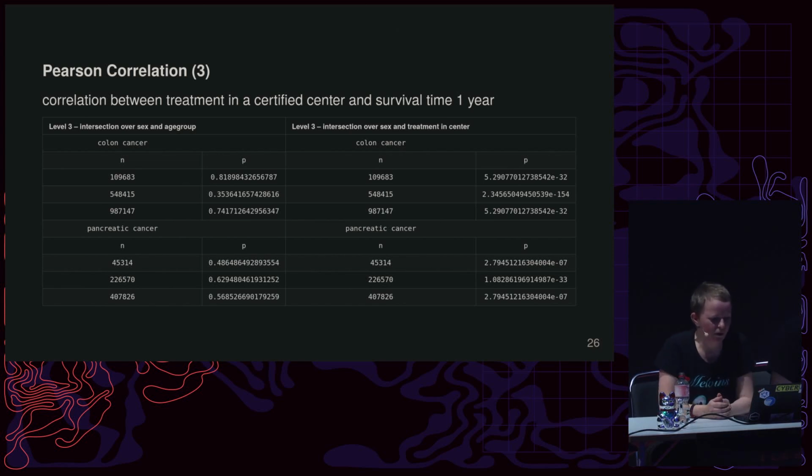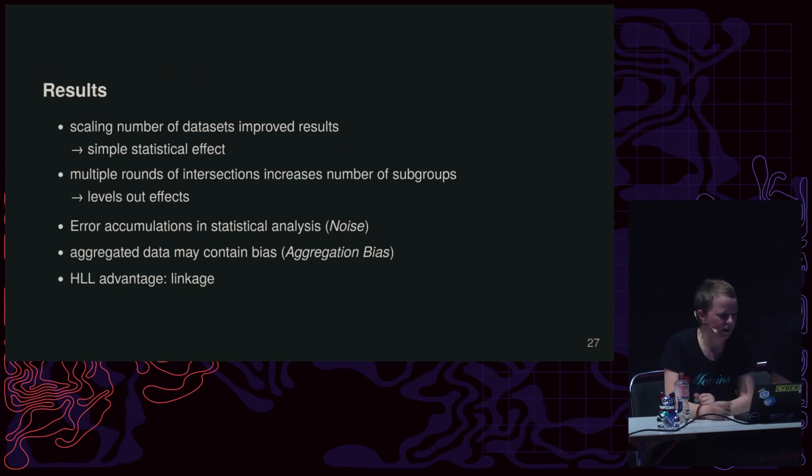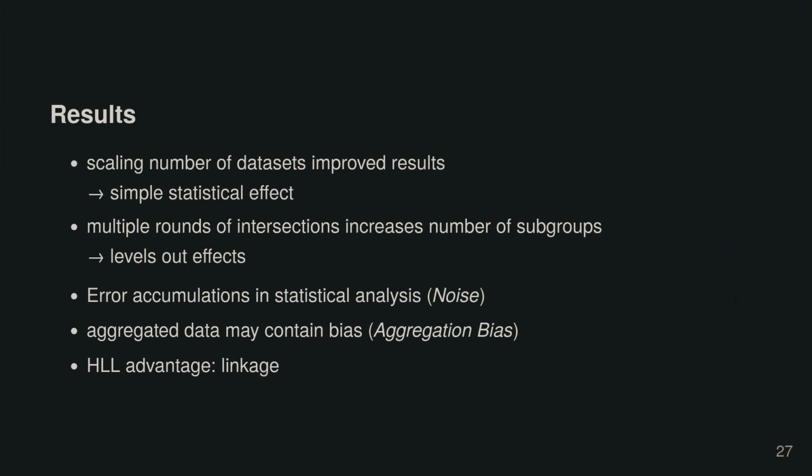So not only the overall size, but also the group size, respectively the number of groups which are results of the intersections of the different data sets, is a factor for the noise which you have in the synthetic data sets. So all in all, the scaling of cases in the data sets improved our results, but this could also be just a simple statistic effect, because if you have more data, then the p-values go further down.